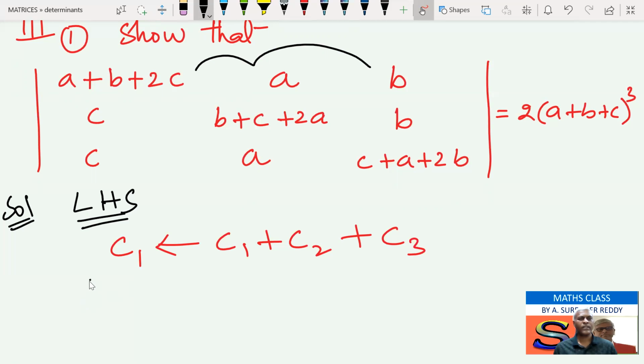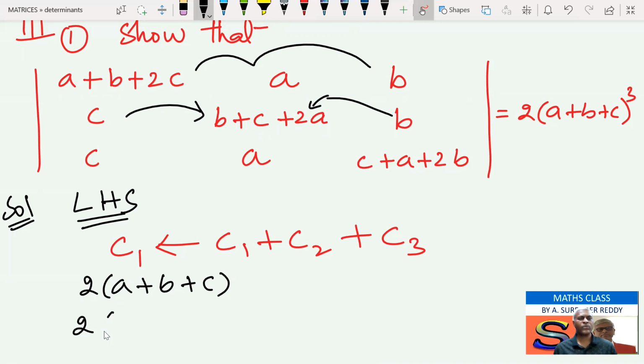ఫస్ట్ కాలమ్ 2a plus 2b plus 2c and you can write it as 2 into a plus b plus c. 2a 2b 2c లో 2 కామన్ తీస్తే అవుతుంది. నెక్స్ట్ సెకండ్ c plus b plus c plus 2a plus b. ఇవి 3 ప్లస్ చేస్తే ఇవి c plus c 2c అవుతుంది, b plus b 2b. Again this also becomes 2a 2b 2c కాబట్టి 2 కామన్ తీస్తే this is also become 2 into a plus b plus c.